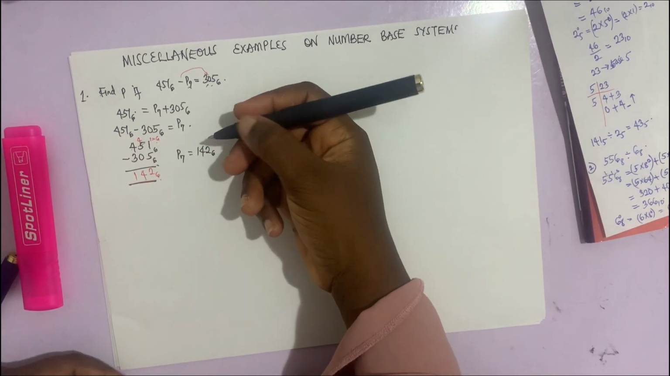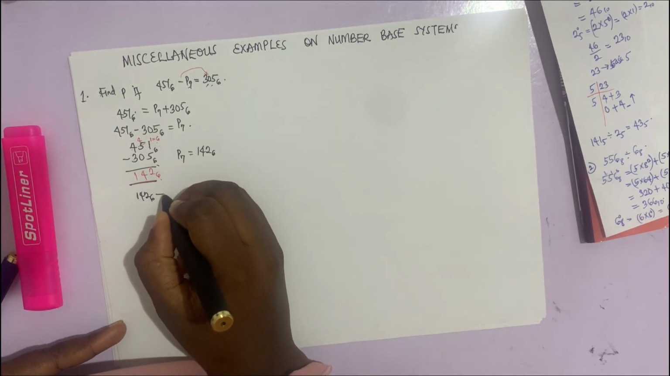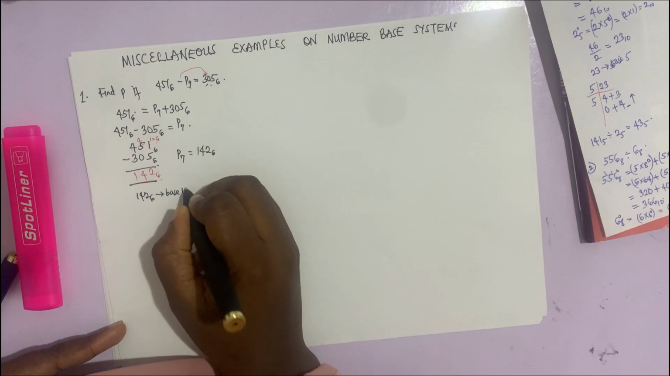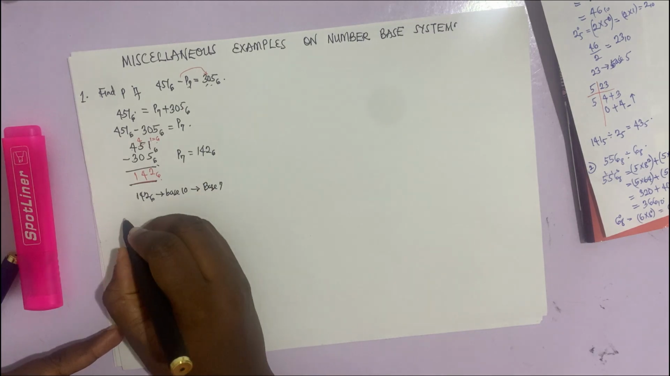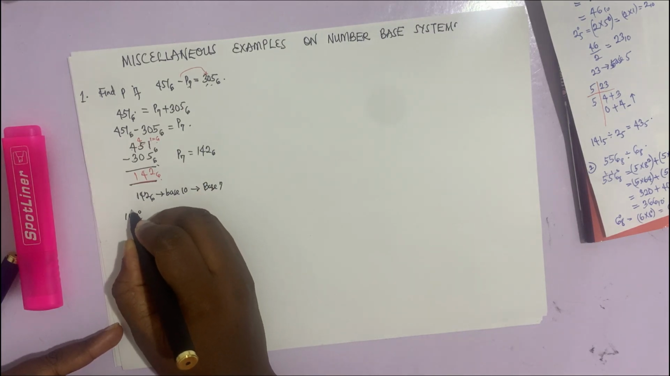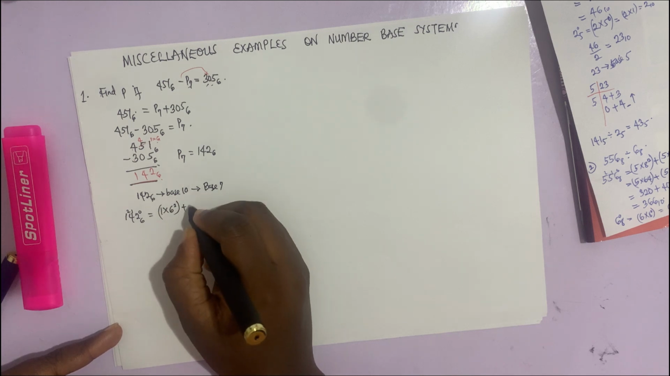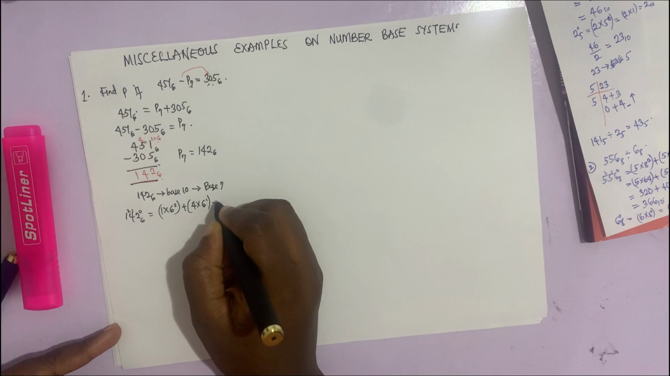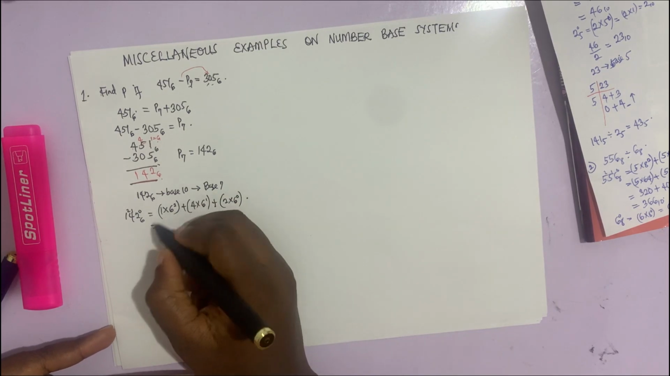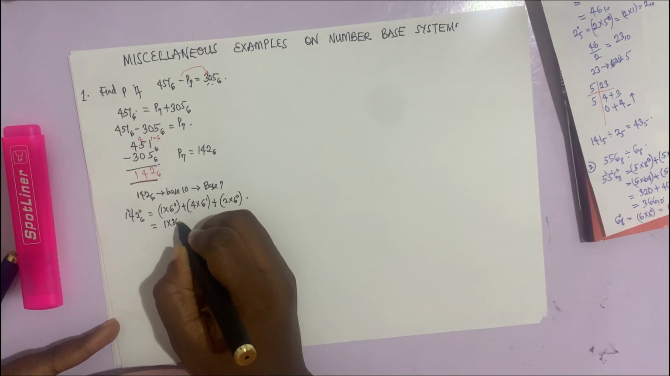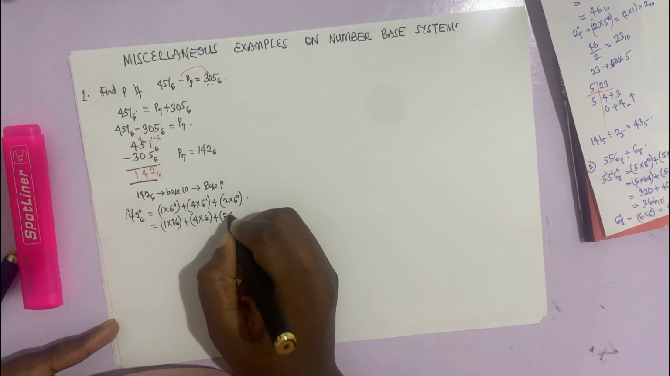So we need to convert this to base 7. How do we convert to base 7? We first need to convert 142 base 6 to base 10 and then convert to base 7. So to convert to base 10, 142 base 6, we label the indices 0, 1, 2. So this is 1 times 6 to the power 2, plus 4 times 6 to the power 1, plus 2 times 6 to the power 0. So this is 1 times 36 plus 4 times 6 plus 2 times 1.